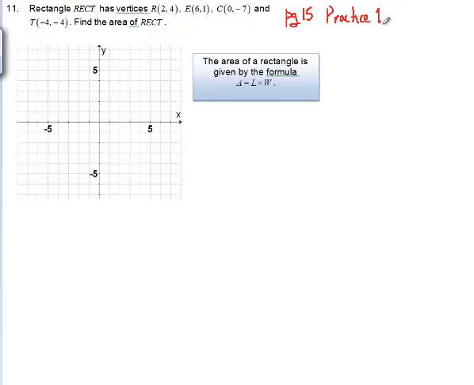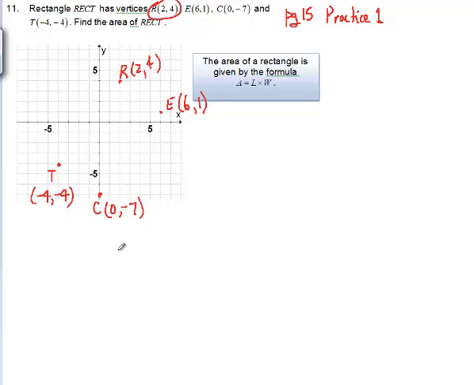Now what we have to do is find the area of a rectangle given the coordinates of the 4 vertices. So the first thing we're going to do is actually plot each point. The first one I'll look at here is 2, 4. So R is 2, 4, which is right there. Then we have E, which is at 6, 1. C is 0, negative 7, right there, and T is negative 4, negative 4, which I think is right there.